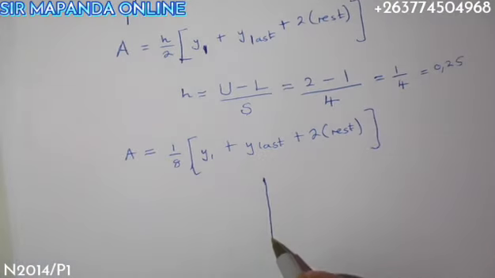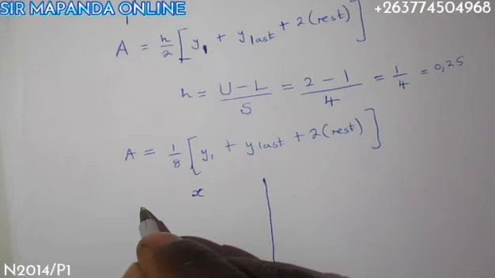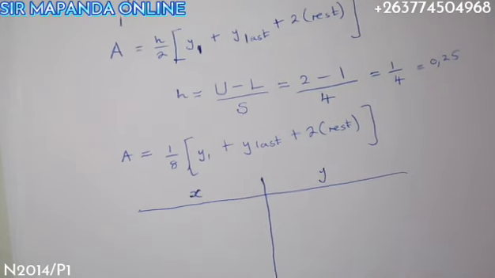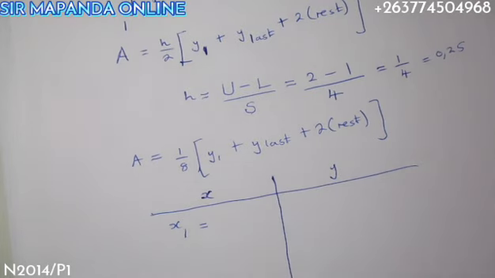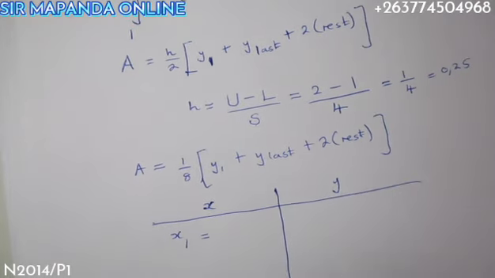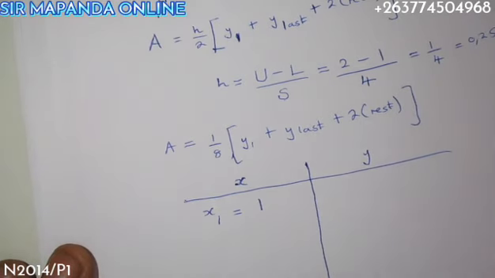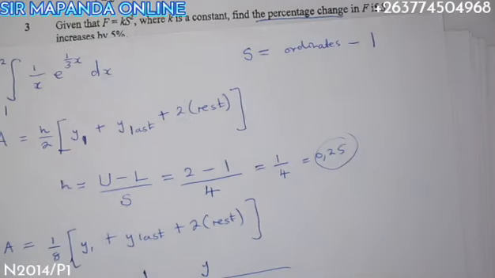Right, so I'm going to prepare a table. On my left side, I'm going to place x ordinates. Then on my right side, I'm going to place y ordinates. So let us start with x1. What is x1? x1 denotes the lower limit. And our lower limit in this case is 1. So x1 is 1. Then you use this height, 0.25, as your common difference.